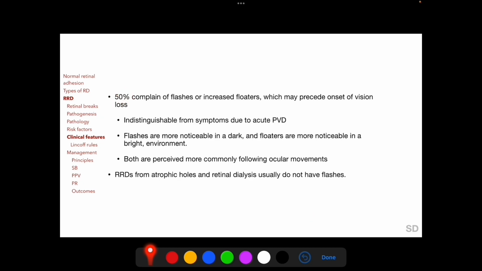50% of patients with RRD complain of flashes or increased floaters, and this may precede onset of vision loss. Flashes or increased floaters in this scenario occur due to acute PVD, but acute PVD may occur in the absence of RRD. Flashes are more noticeable in a dark environment and floaters are more noticeable in a bright environment, but both flashes and floaters are perceived more commonly following ocular movements. On the other hand, patients with RRDs from atrophic holes and retinal dialysis do not experience flashes because these RRDs are not associated with vitreoretinal traction.